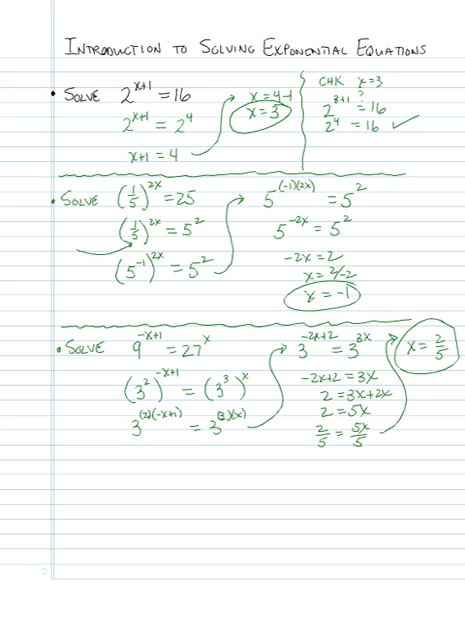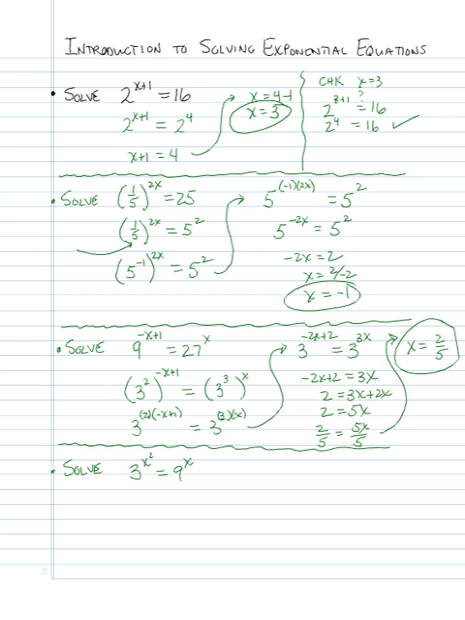Okay, let's get one that's just a little bit different yet. What if we had an equation that looked like, let's say, 3 to the power x squared is equal to 9 to the power x.